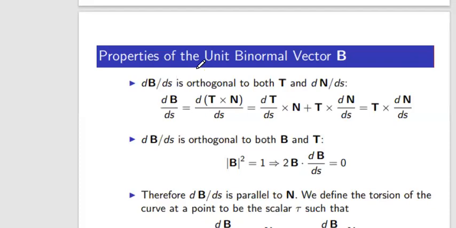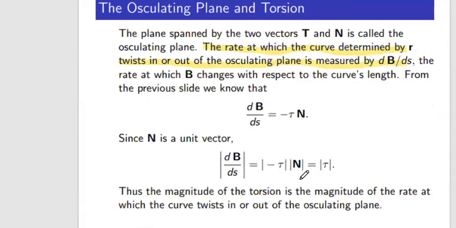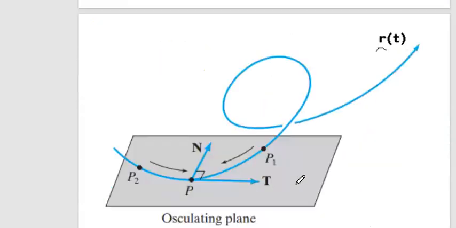Why do we discuss this vector B, uppercase B, the unit binormal vector? To measure the torsion of the curve. Here we go.